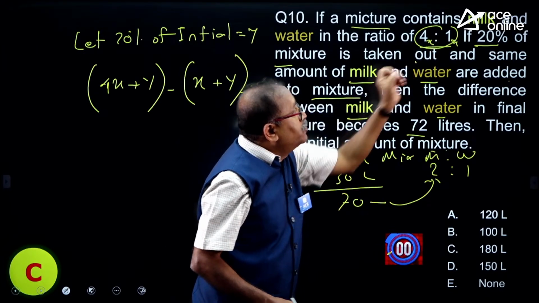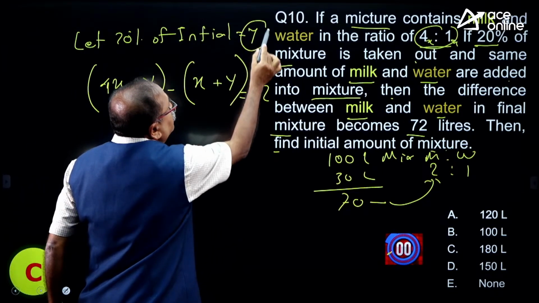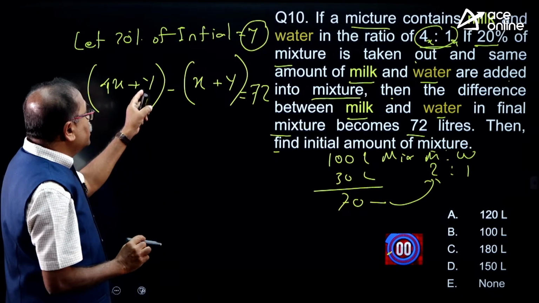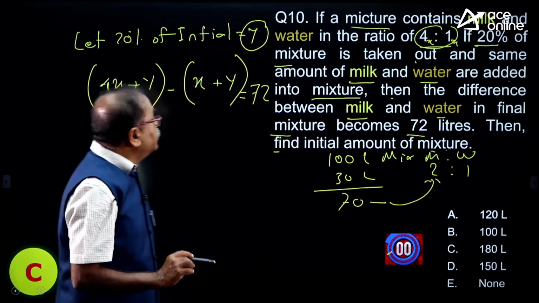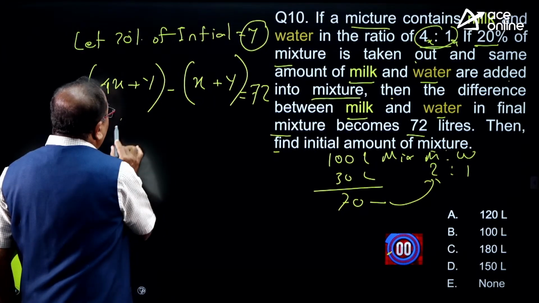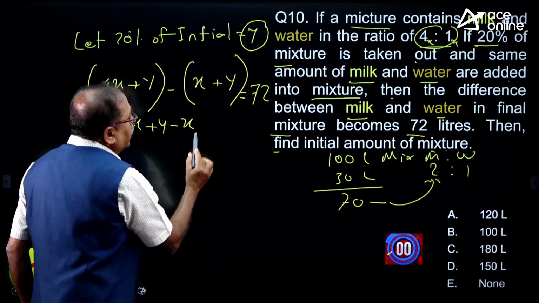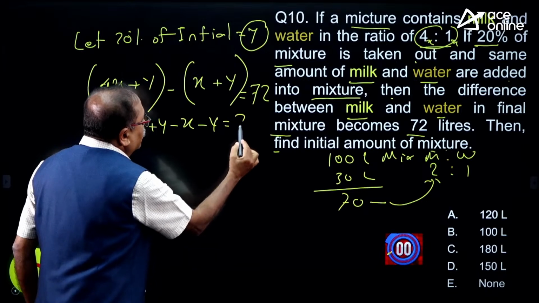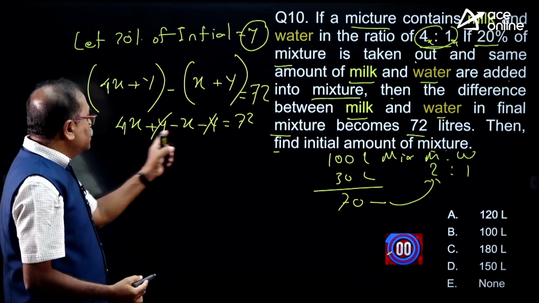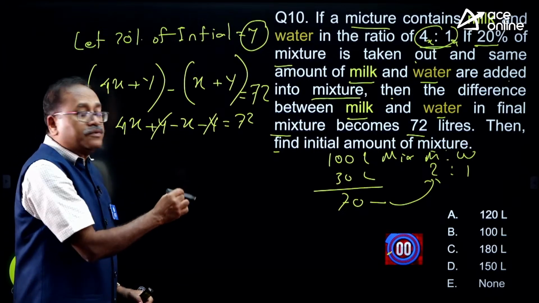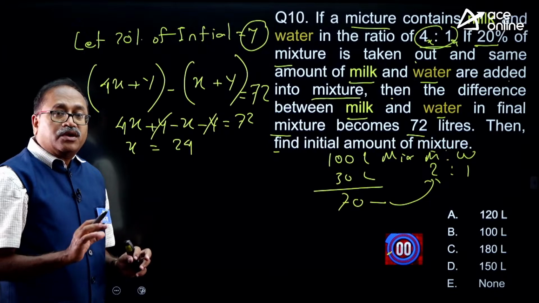So here I have considered that 20% of the initial value is y, then 4x plus y minus x plus y, and the difference given to us is 72. If I open up the bracket, I get 4x plus y minus x, minus y, equal to 72. Then minus y plus y gets cancelled, that is 3x equals 72, so x equals 24. I got this part.